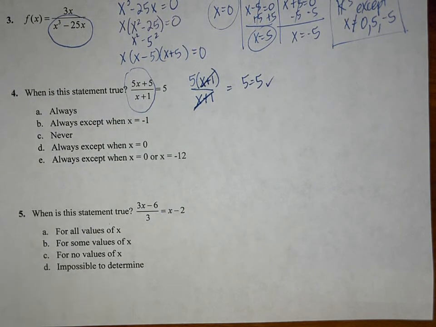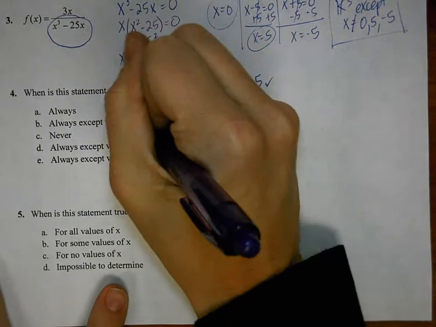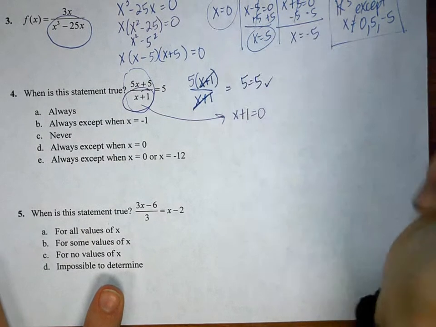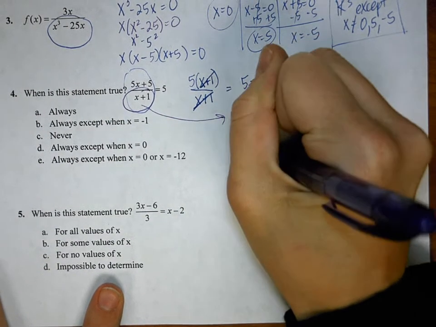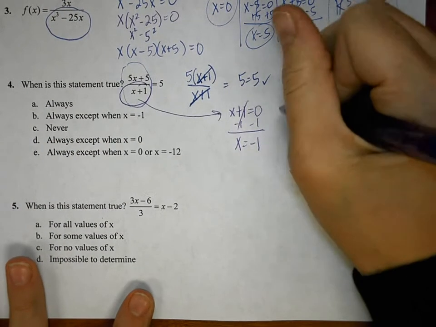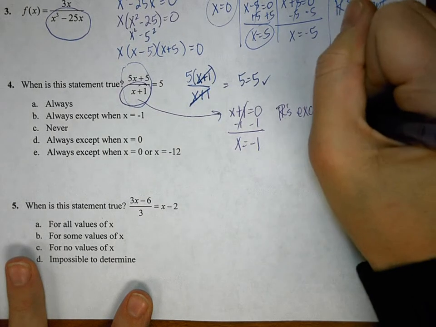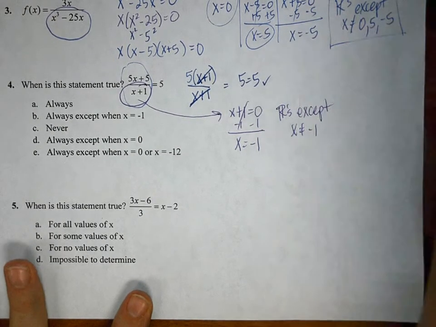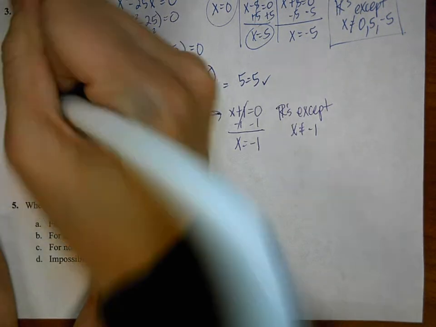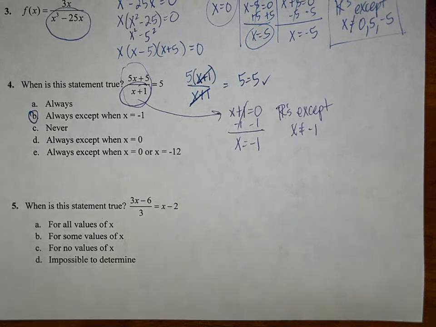But what you need to remember is that we cannot get a 0 in the denominator. So once you know that it's true, you know it's probably all reals, except when you would get 0 in the denominator. So if we take x plus 1 and we set it equal to 0 and subtract 1, we get x equals negative 1. So my answer would be all reals except x cannot equal negative 1. And if you go and look at your answers, it is B. Always except when x equals negative 1.